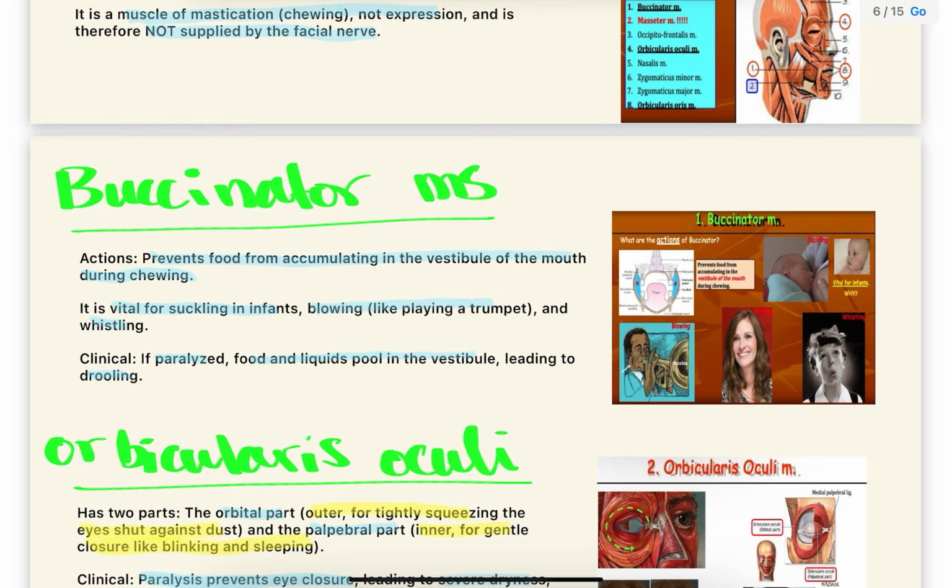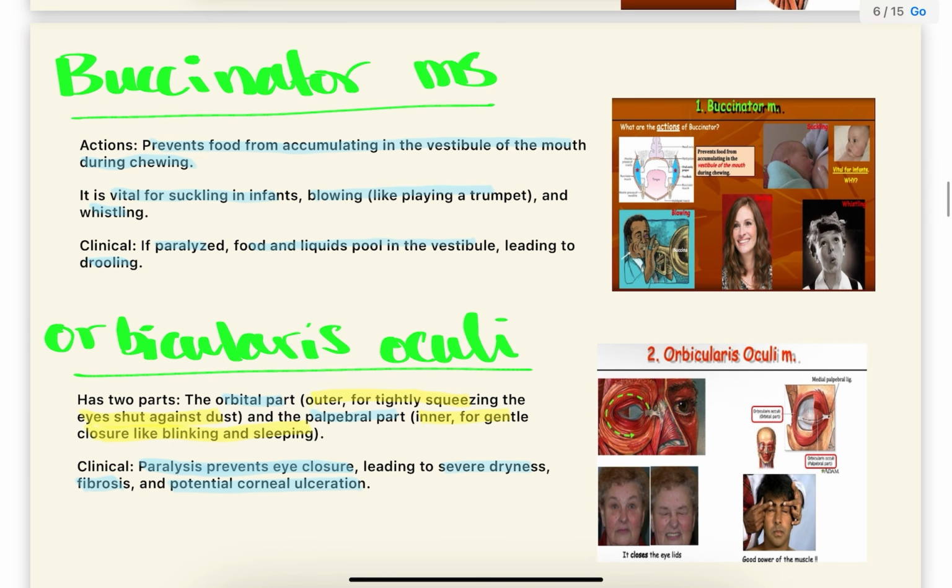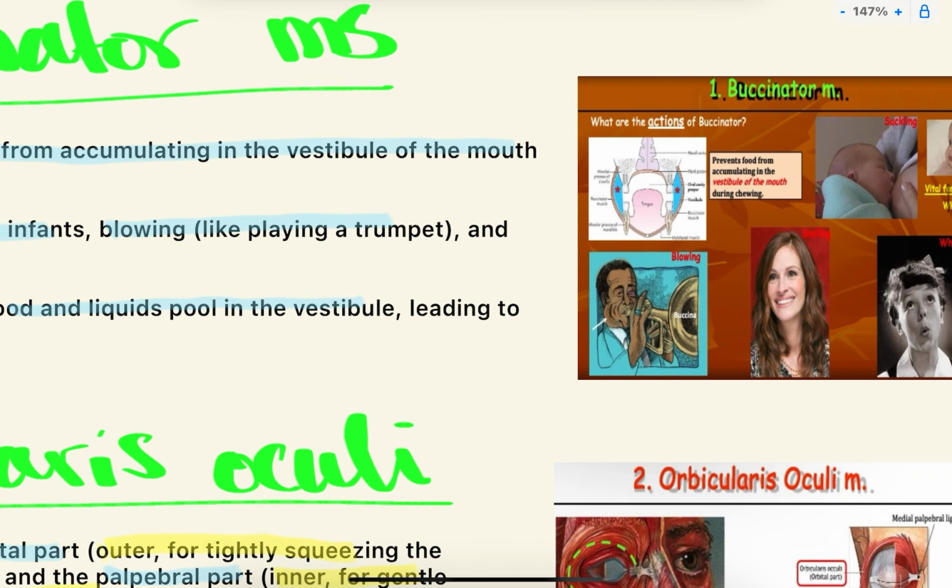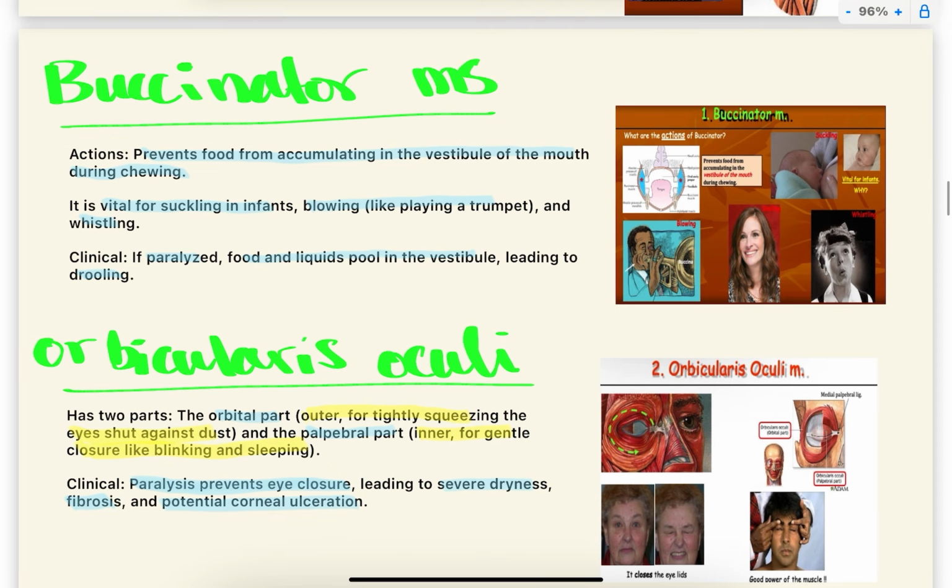This is the buccinator. So it works to prevent any food to be stuck in the vestibule of your mouth when you're chewing. So this is the mouth, and when you're chewing, you have the vestibule right here. So it prevents the food being stuck in this vestibule while you chew your food, for example. For kids, it's important for suckling, and for us, it's important for blowing if someone is playing the trumpet, or for even whistling, or also smiling. It helps with smiling as well.